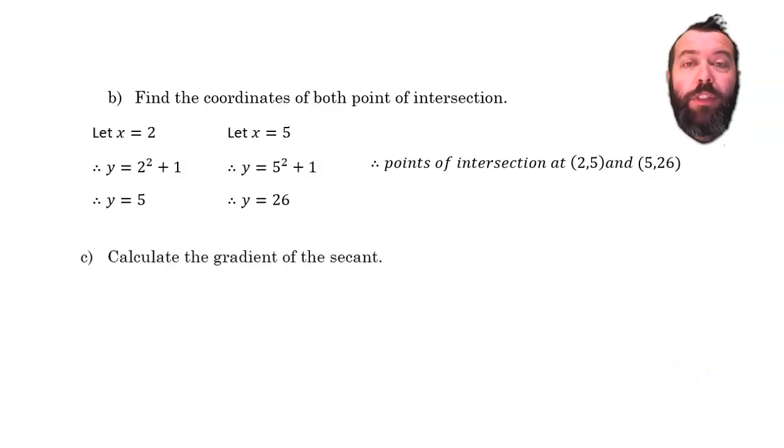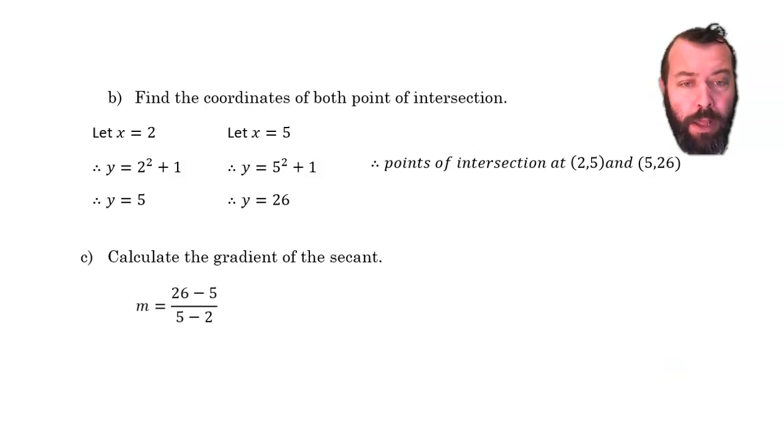Now we're asked to calculate the gradient of that secant. It's a straight line. The gradient is the rise over run. So y2 minus y1, 26 minus 5, over x2 minus x1, 5 minus 2, is 21 over 3, which is 7. There we go.